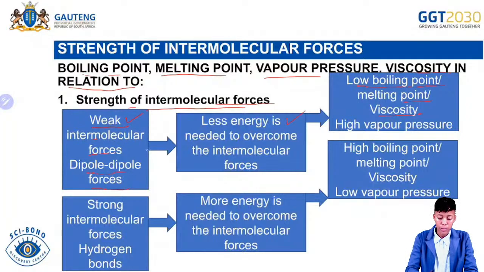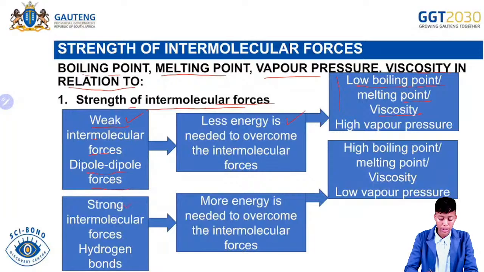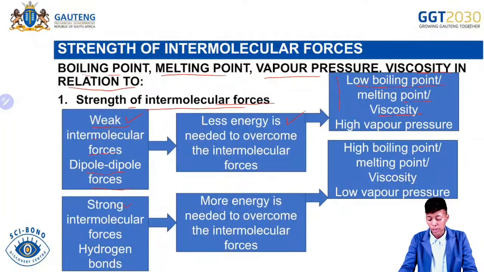So dipole forces are weak intermolecular forces. If they are weak, less energy is required to overcome the intermolecular forces. Then the boiling point, melting point, and viscosity are going to be low. If they are low, the vapor pressure will be high. Then if you have strong intermolecular forces, as an example hydrogen bonds, remember hydrogen bonds are stronger than dipole-dipole forces, then more energy is needed to overcome the intermolecular forces.